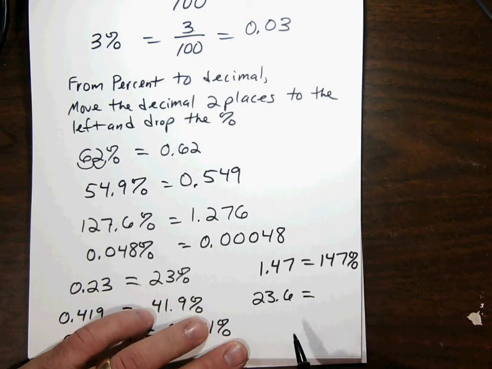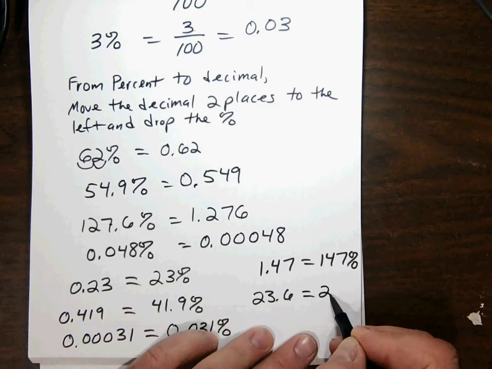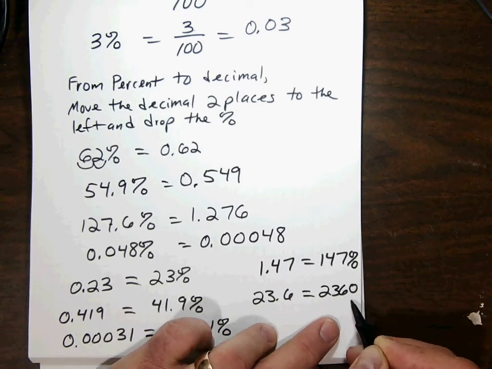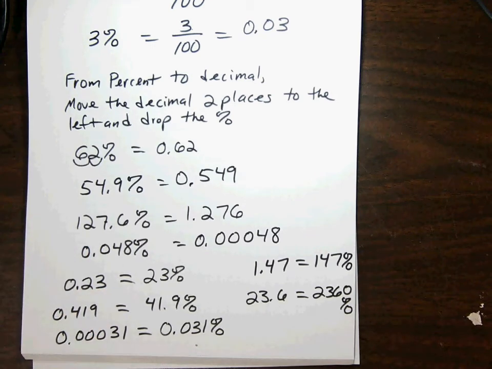23.6 as a percent. 2 places to the right, 236. I've got to slap a 0 in there, and I ran out of room. I'm sorry, percent. 2,360%. All good. So to go between decimals, percents, and fractions, not too shabby, right?